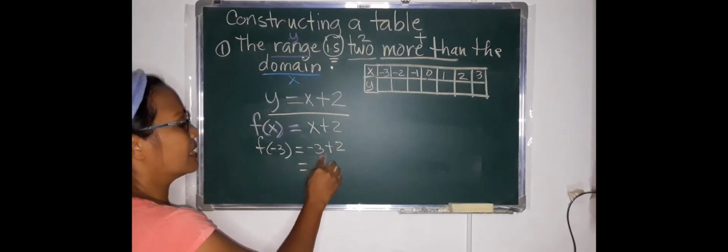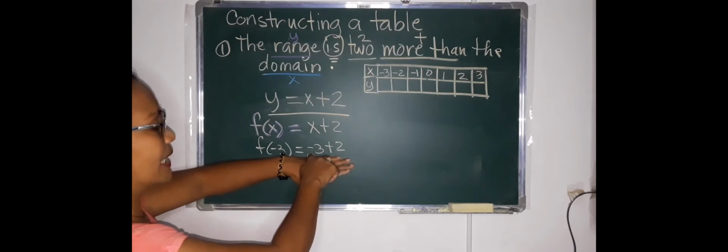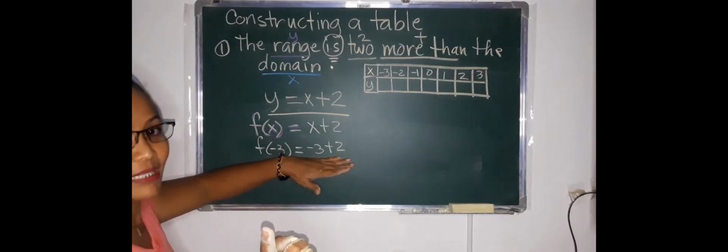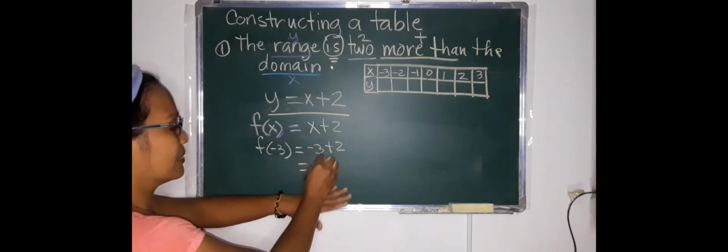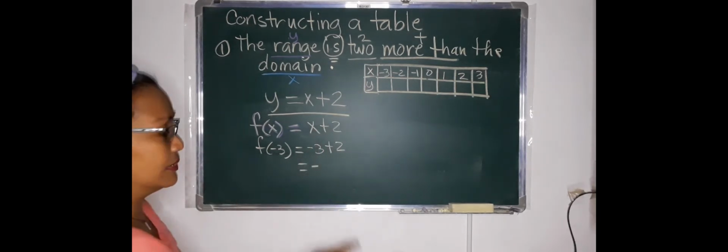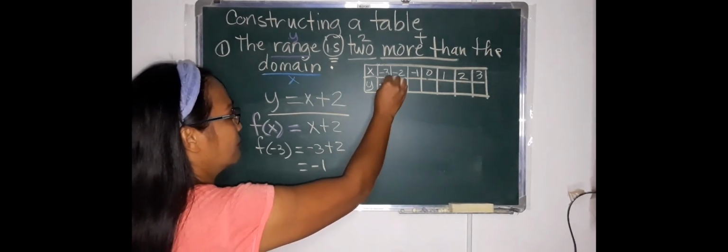Therefore, negative 3 plus 2. Kung mag-add ka ng magkaiba ang sign, anong gagawin natin? Kopyahin ang sign ng mas malaking number. So, mas malaking number, ang sign niya negative. And then, subtract the number. 3 minus 2, magiging 1. So, this is negative 1.